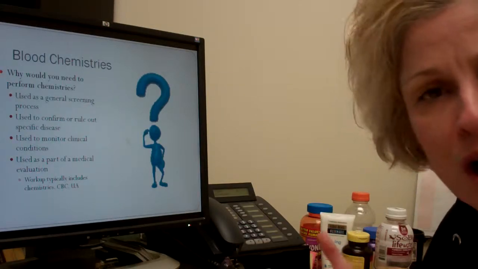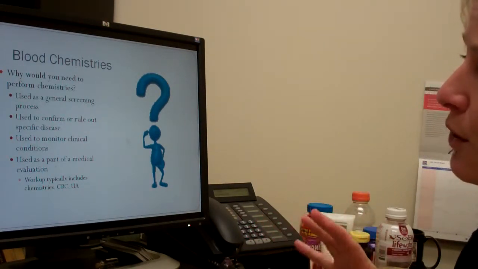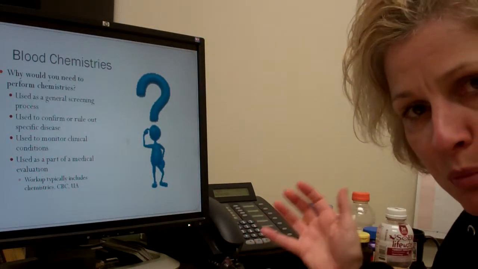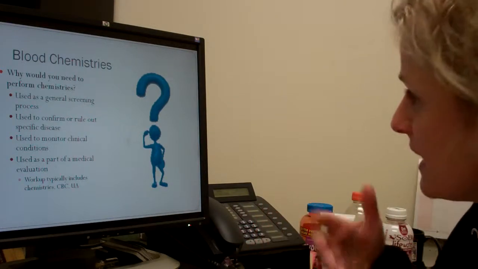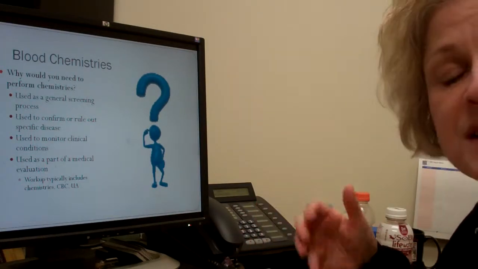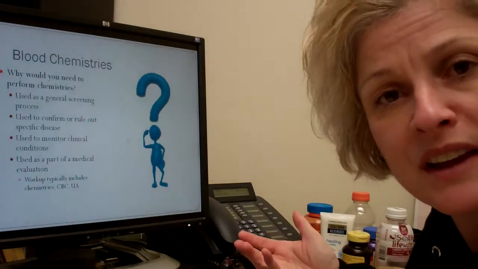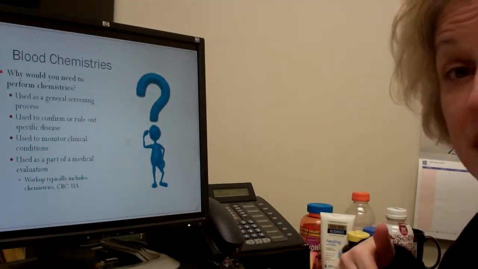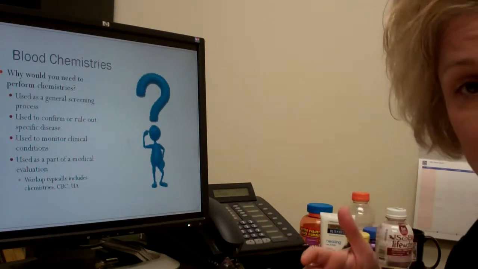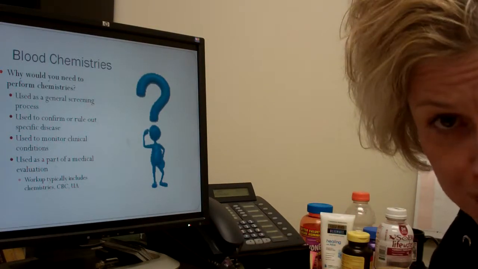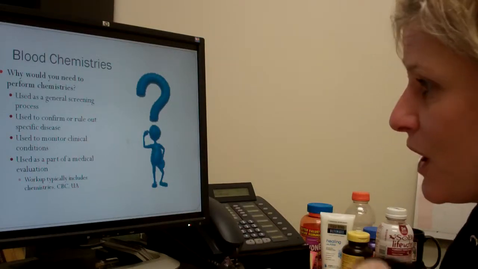Now let's say an animal did have liver disease or some sort of liver issues, and the doctor has prescribed some therapy. We could then recheck this chemistry profile weeks later, days later, whenever, to see if our therapy is working. And if it is working, great, we can continue on with that therapy. If it's not working, then it gives the veterinarian an opportunity to reevaluate their therapy.